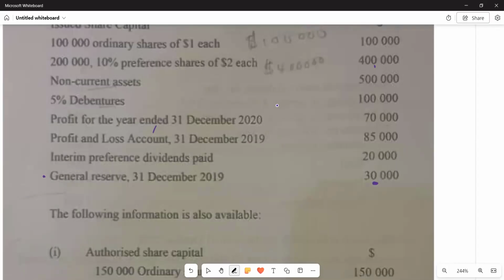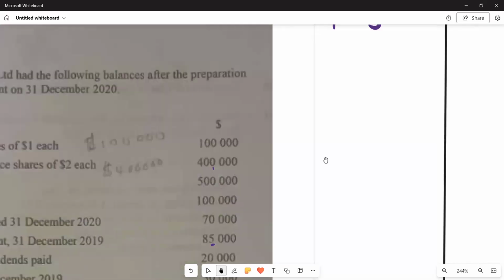And then on to check for retained earnings. We have got two here. The first one is saying profit for the year ended 31 December 2020, so this isn't the opening balance, it is the profit for the year. But the second one is the profit and loss account at 31 December 2019, where the previous year ended, so it came into the current year as the opening. So we've got 85,000 representing the opening balance for retained earnings. So we go there.